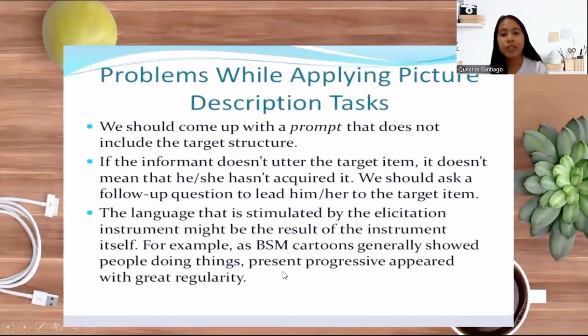Problems while applying the picture description task. We should come up with a prompt that does not include the target structure. If the informant doesn't utter the target item, it doesn't mean that he or she hasn't acquired it. We should ask a follow-up question to lead him or her to the target item. The language stimulated by the elicitation instrument might be the result of the instrument itself. For example, as the BSM cartoons generally showed people doing things, present progressive appeared with great regularity.